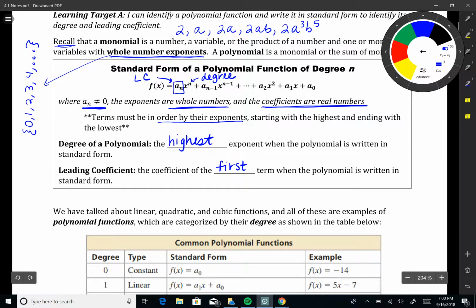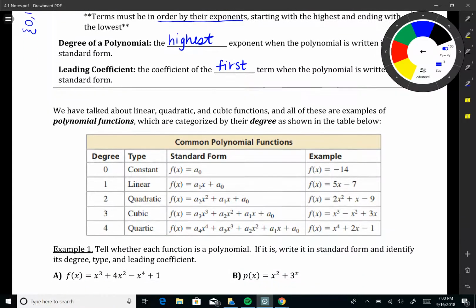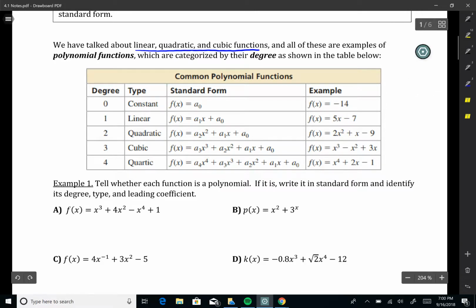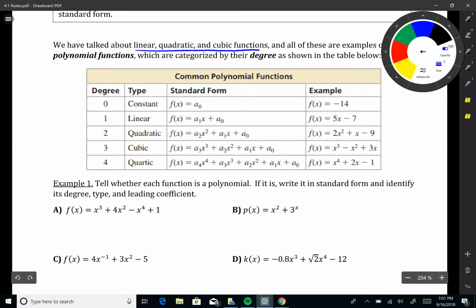Okay, so let's look at some polynomials that we've talked about before, and then it might become a little more clear. We have talked about linear, quadratic, and cubic functions, and these are all examples of polynomial functions, which are categorized by their degree. So let's look at this table. It definitely helps us clear up anything we might be confused about.